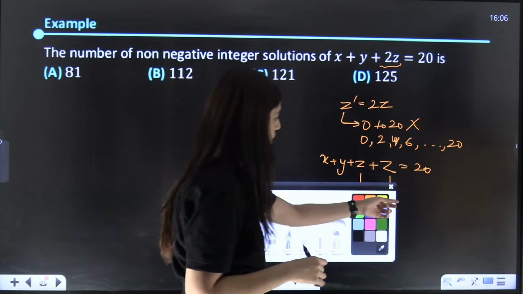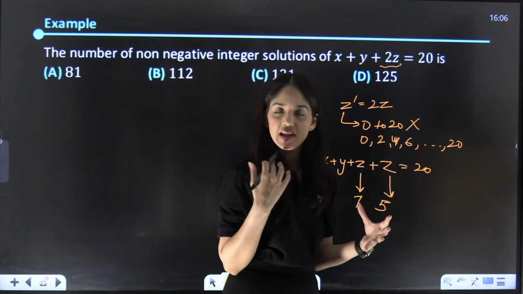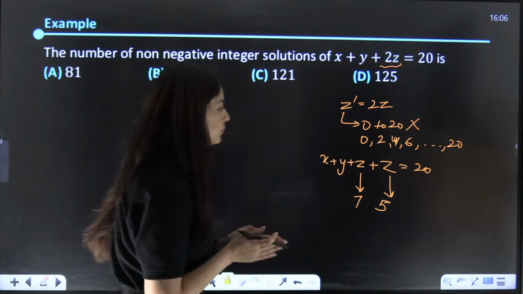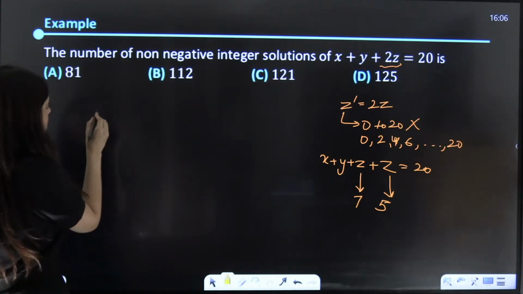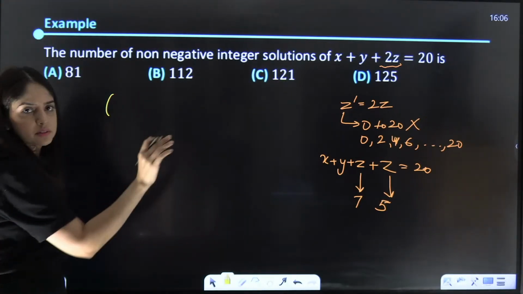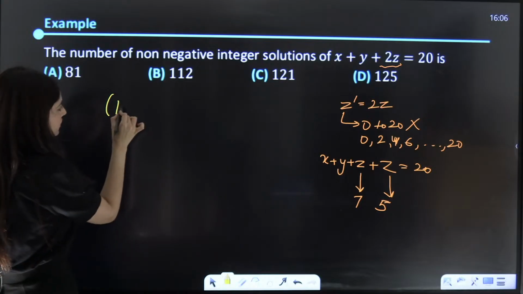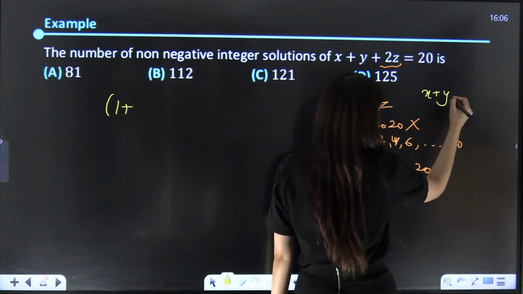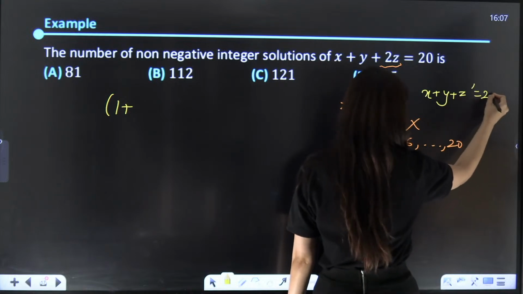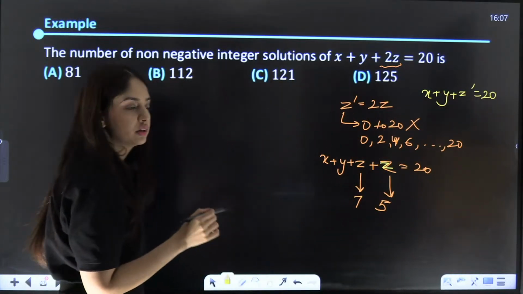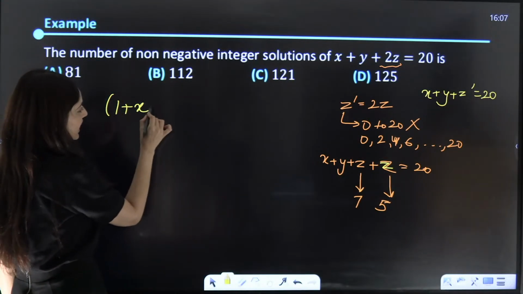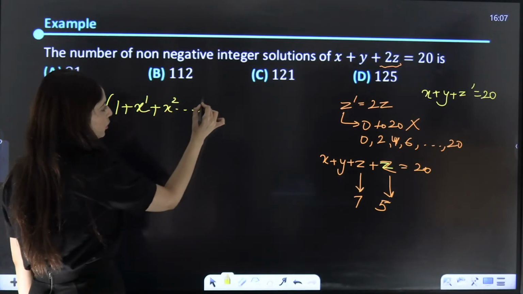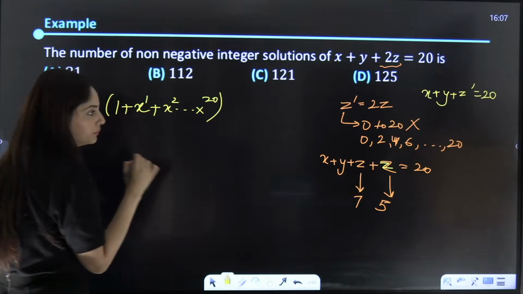Let's take a look how we can use multinomial every time and it will always give us the correct solution. For the first 2, we have all possible 0 to 20 options, right? So now we have x plus y plus z' is equal to 20, where for x plus y, we have x raised to power 1, x raised to power 2 up to x raised to power 20.